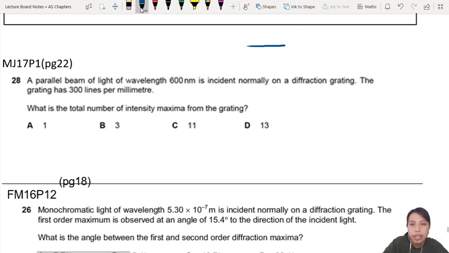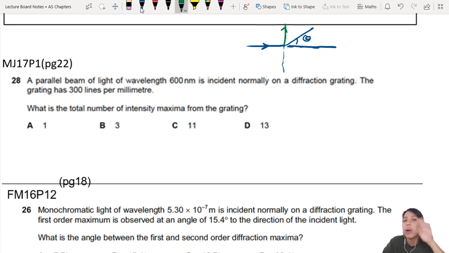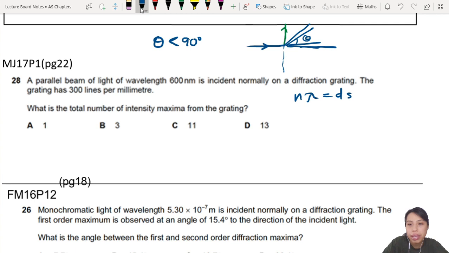When you are shining a light through a grating, what is the largest angle that you can possibly have? Largest diffraction angle, this theta. How big can theta go? You think about it, the biggest possible it can go is less than 90 degrees. Your theta has to be less than 90 degrees. That's the maximum you can go. So how many maxima can you fit inside here before you go to 90 degrees? That's the question. So you look at your equation, lambda equals d sine theta. We know that somehow we have to be less than 90 degrees.